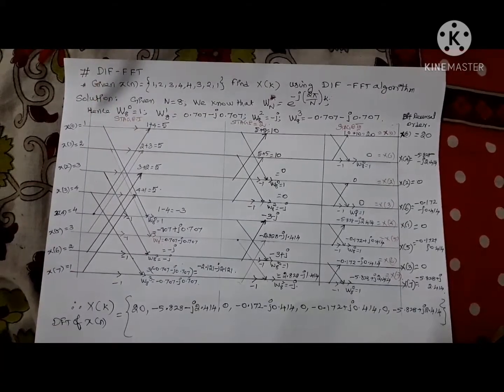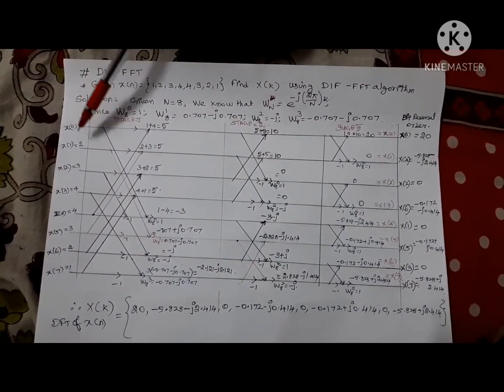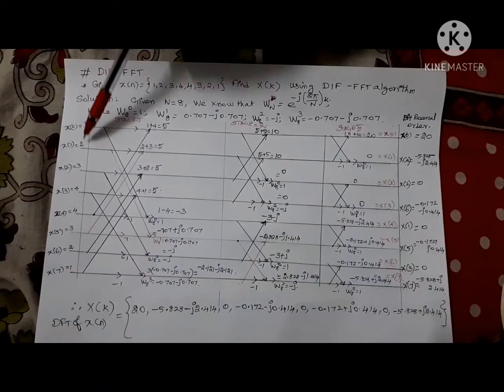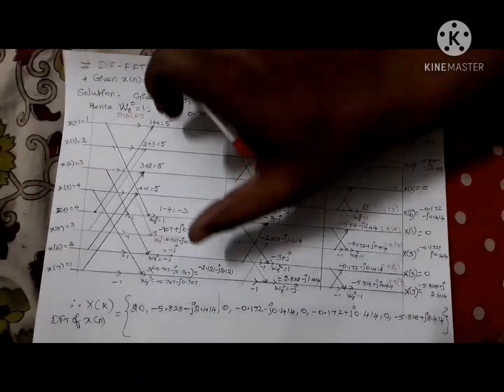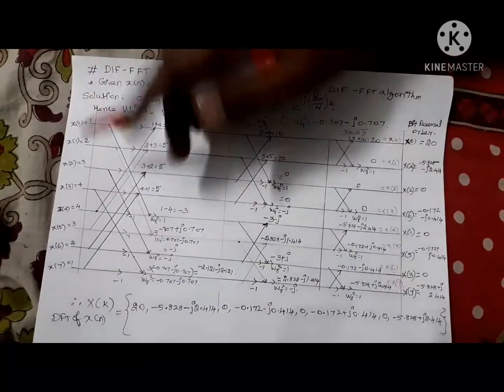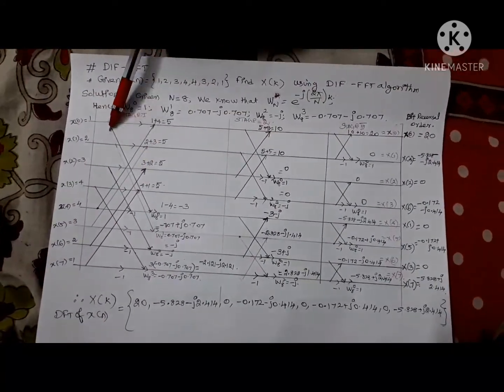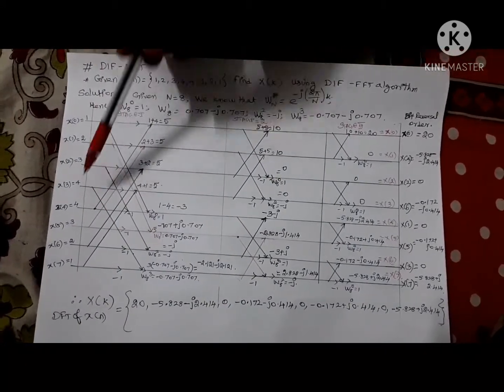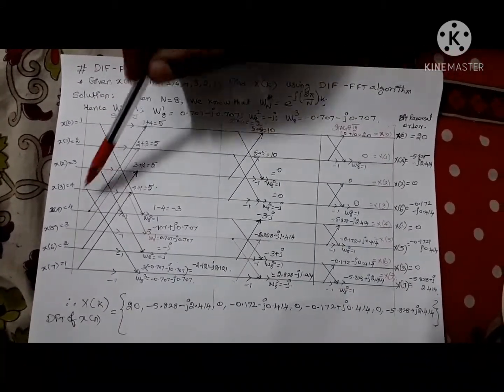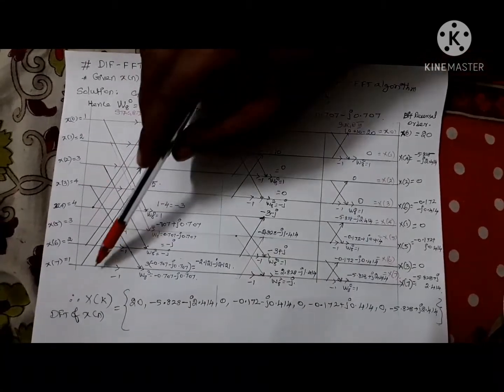In DIT we do bit reversal, but here in DIF the given input sequence is written as it is, the same. Then we take one full set of 8 and combine, that is 4 and 4. The first one combines with the fifth line, the second with the sixth line, the third with the seventh line, and the fourth with the eighth line.